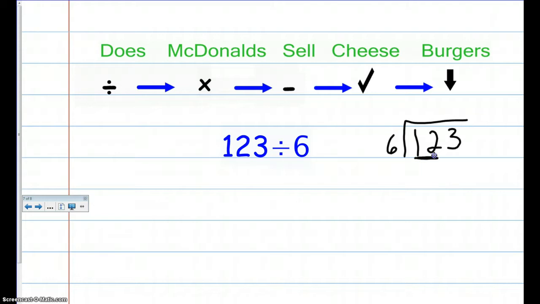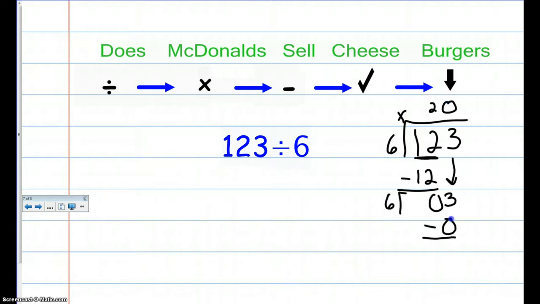How many times does 6 go into 12? Well, 6 goes into 12 twice. 6 times 2 is 12. Then I need to do 12 minus 12 is 0 and bring down the 3. Now, I make a new division problem. How many times does 6 go into 3? It can't. Do I just stop and say 3 is my remainder? No, I have to put a 0 up here. And I have to say 6 times 0 is 0, subtract 3.